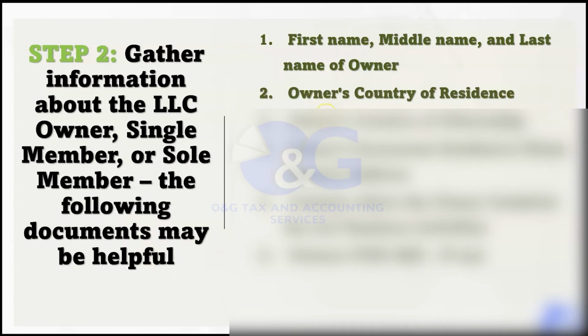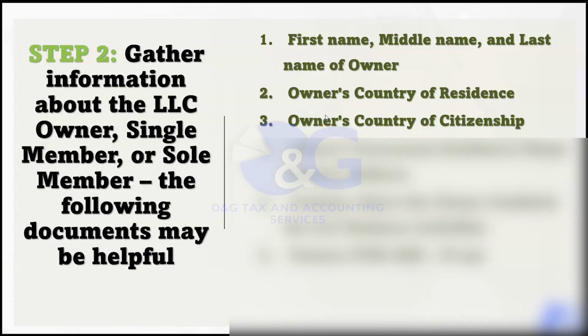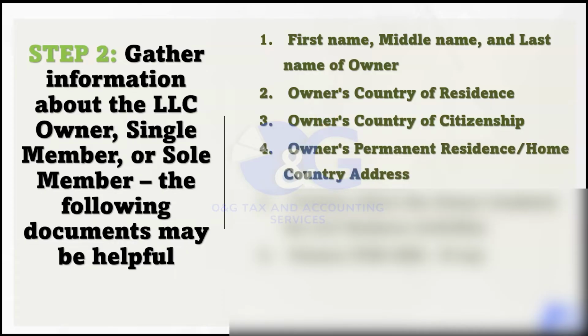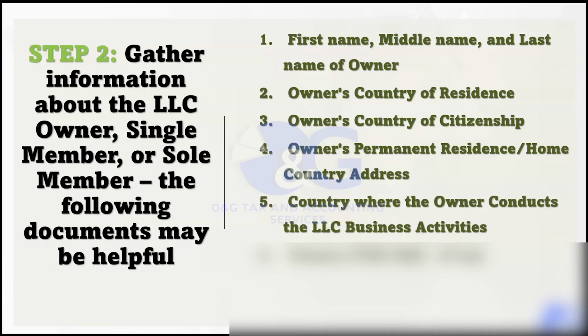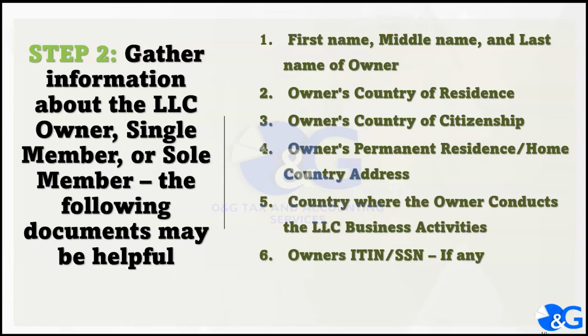First, the owner's country of residence. You need to know it. Owner's country of citizenship, the owner's permanent resident or home country address, the country where the owner conducts the LLC business activities, and then the owner's ITIN or social security number, if any.